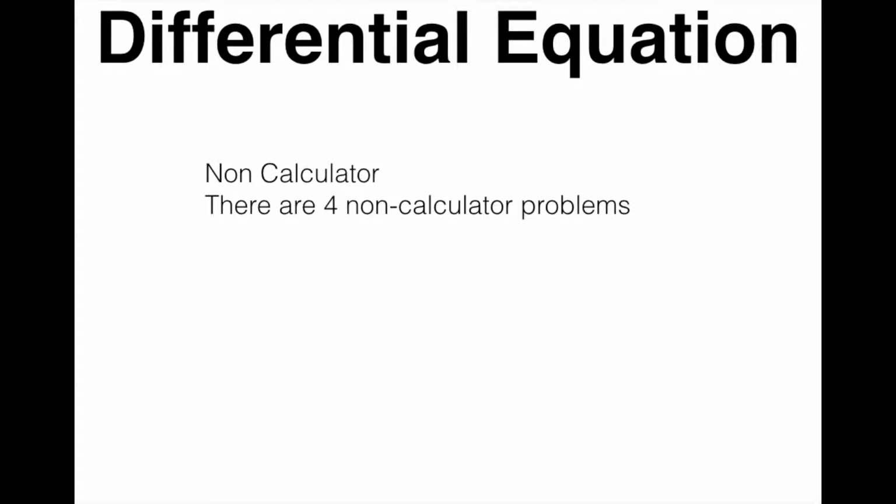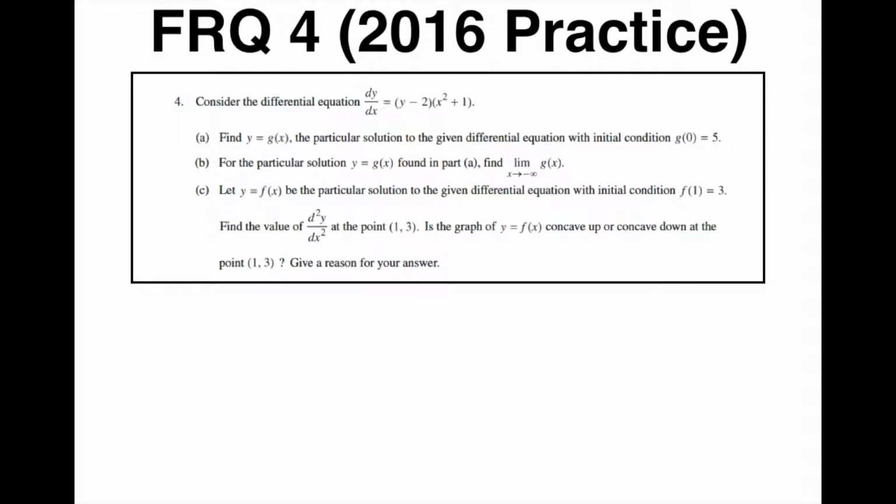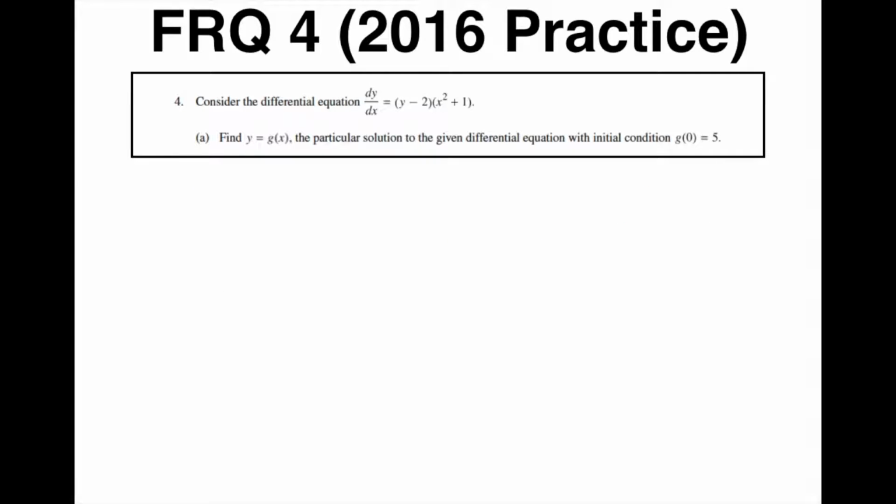Differential equation. This is the fourth FRQ. It's a non-calculator FRQ. Consider the differential equation dy/dx equals (y minus 2) times (x squared plus 1). There are three questions. Question A is find y equals g of x, the particular solution to the given differential equation with initial condition g of 0 equals 5.